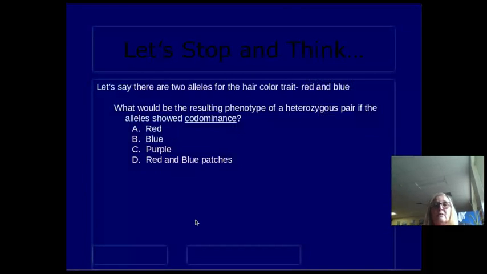Okay, let's say there are two alleles for hair color, red and blue. What would be the resulting phenotype of a heterozygous pair if the alleles showed codominance? Okay, you're gonna have red and blue because it's codominance. They're both equal and they show.